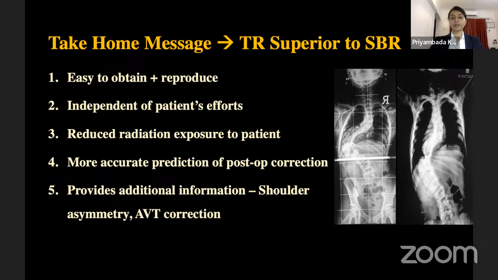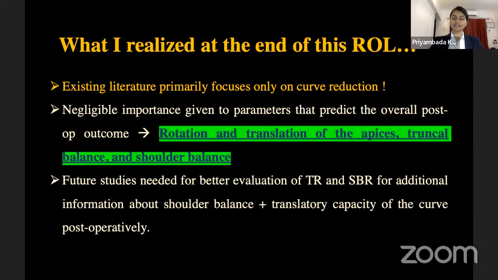Personally, what I realized at the end of this review of literature was that existing literature primarily focuses only on curve reduction, and negligible importance is being given to parameters which predict the overall post-op outcome, which include rotation and translation of the apices, truncal balance, as well as shoulder balance. And future studies are definitely needed for better evaluation of the traction and bending X-rays for additional information about shoulder balance and translatory capacity of the curve.